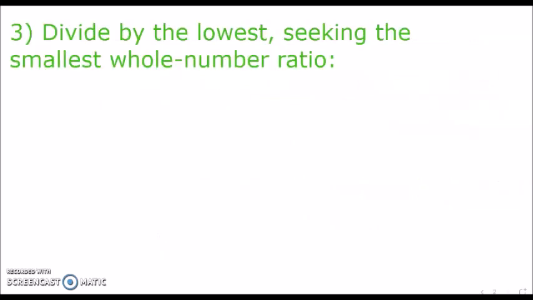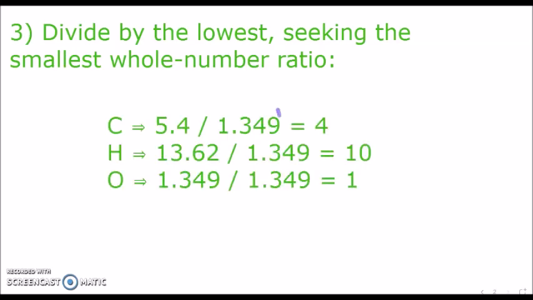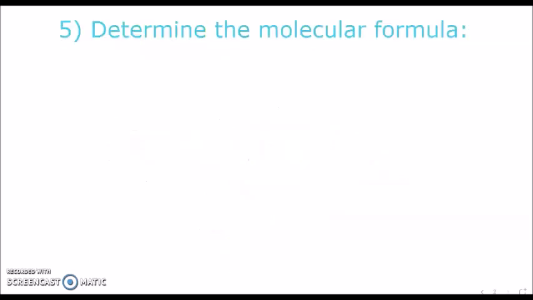Now we'll try to convert these numbers of moles into the smallest whole number ratios, which can be achieved by dividing by the common minimum number. So the common divisor here is 1.349, and we are dividing all the numbers of moles by this common divisor so that we get the correct empirical formula: carbon 4, hydrogen 10, oxygen 1, and that's why the correct empirical formula will be C4H10O.